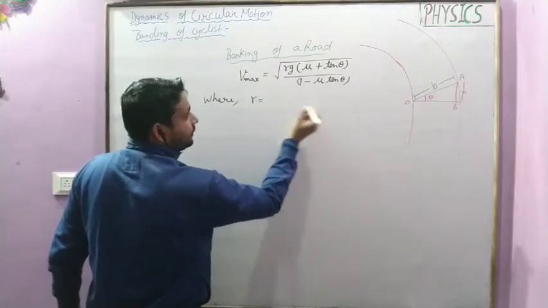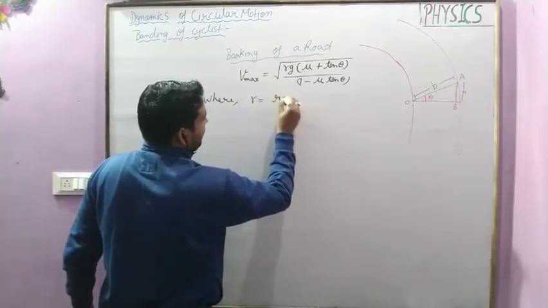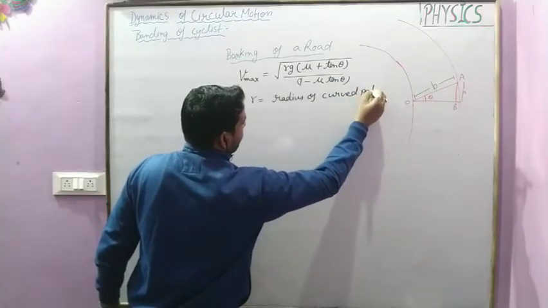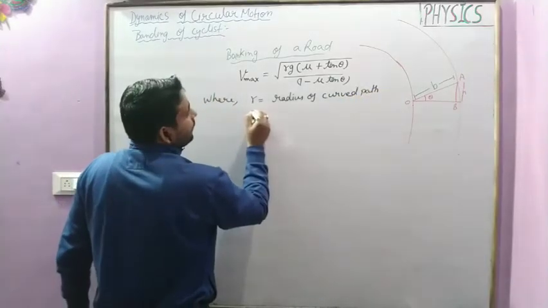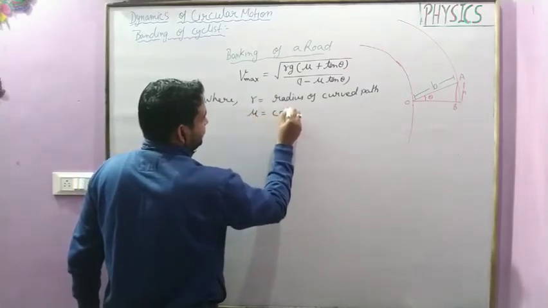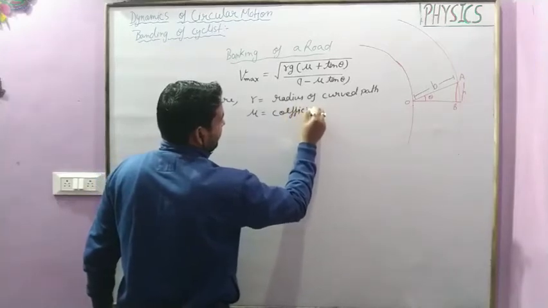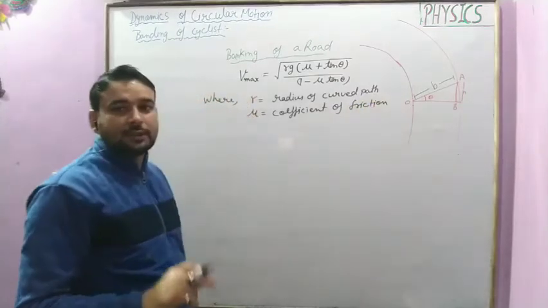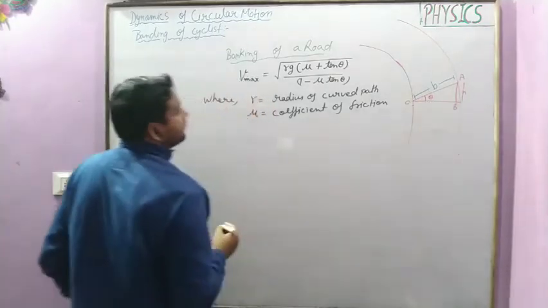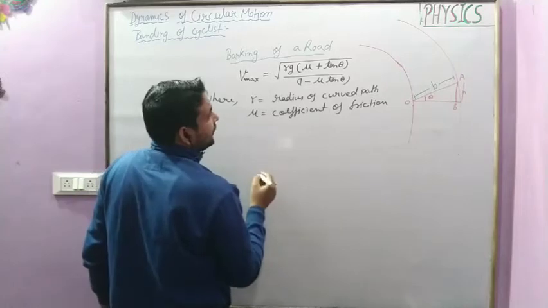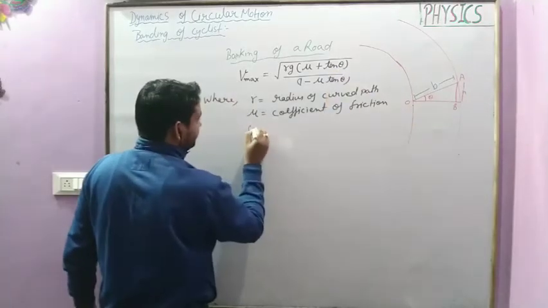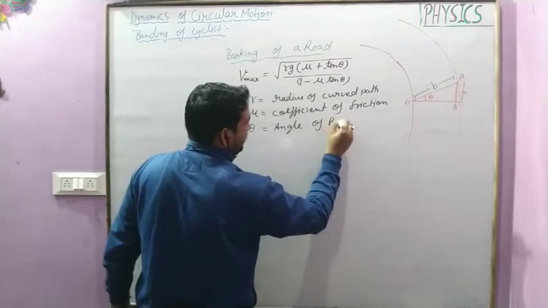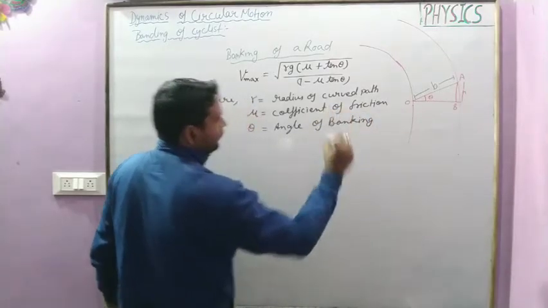Here r is the radius of the curved path or track, mu is the coefficient of friction between the tires of the car and the road, g is the acceleration due to gravity, and theta is the angle of banking of the road. Clear?